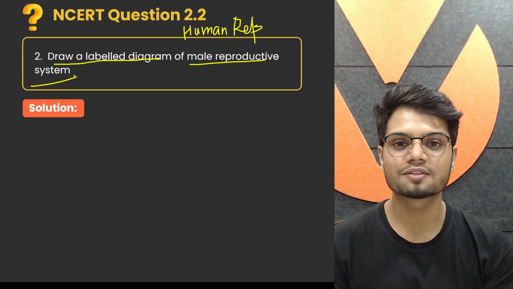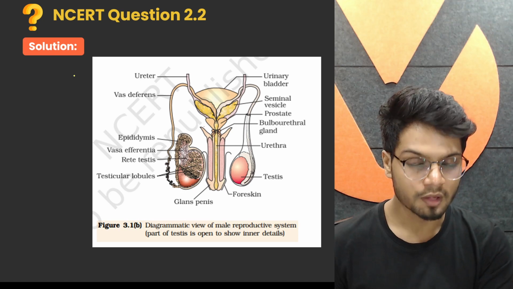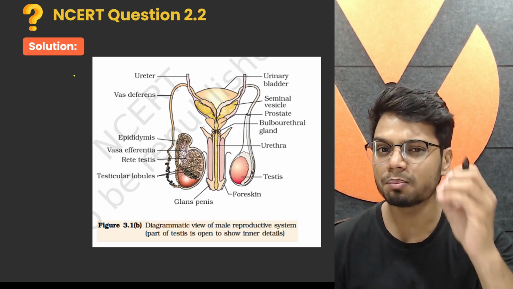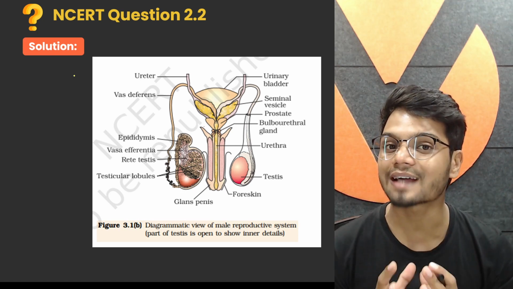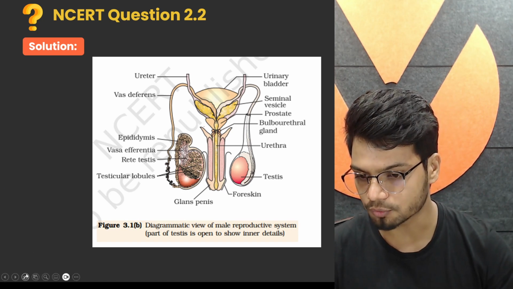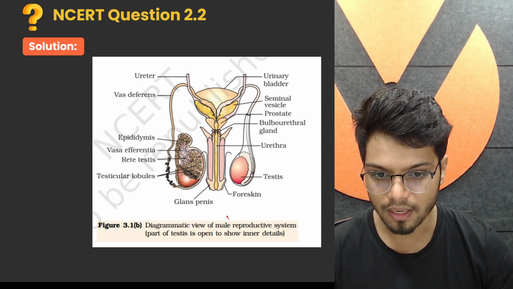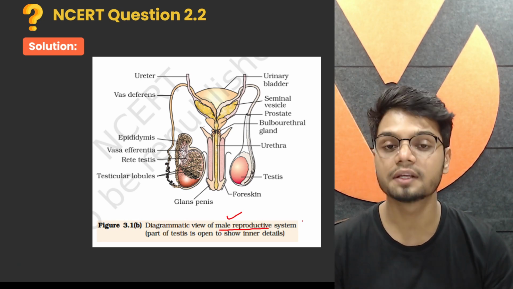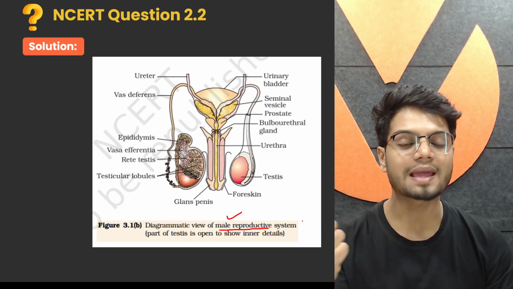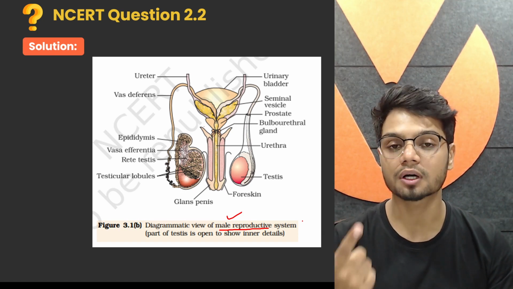For your convenience, to save the time, I have a diagram here, which is directly from your NCERT. But what I'll be doing here is explaining the diagram, decoding the diagram for you. Let me quickly decode it. So we know the male reproductive system is divided into two parts: the primary male reproductive system as well as the secondary male reproductive system.